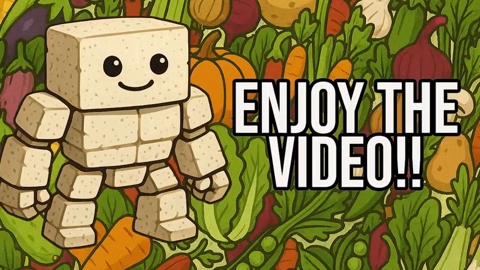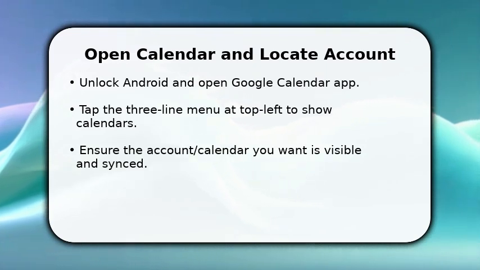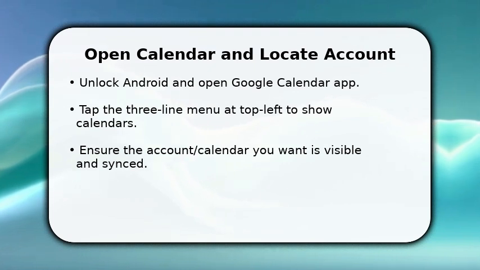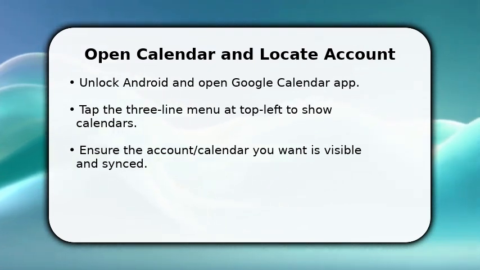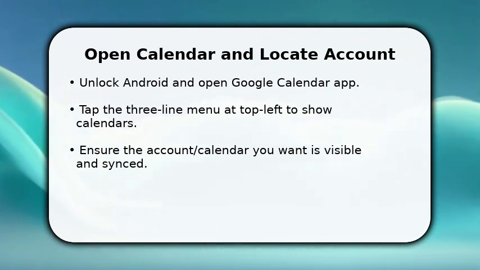Please enjoy the video. You start by opening Google Calendar and confirming the calendar you'll change. You want to work on an account that's already synced. Once the app is open, tap the three-line menu at the top left to reveal all calendars. Make sure the calendar you intend to edit is checked so events are visible. This prevents changing a hidden calendar by mistake.